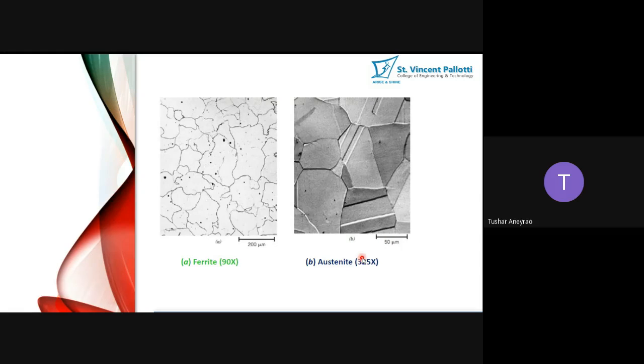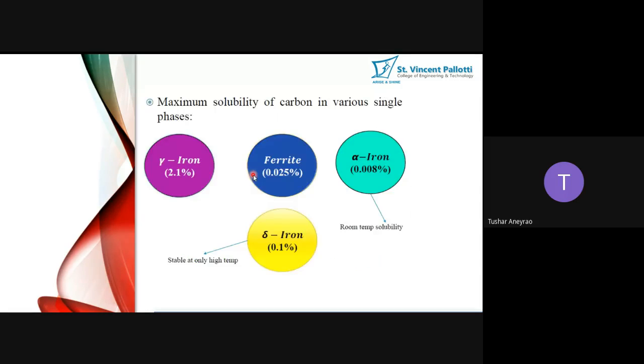325x is the magnification that we are obtaining. So 325x means a larger amount of magnification, but 50 micrometer means this scale is less, means the focus is less. Okay, so this is austenite. This is also a malleable phase, and alpha ferrite is also a malleable phase, means in both the phases the iron is very much malleable in nature, right? So we will move ahead.